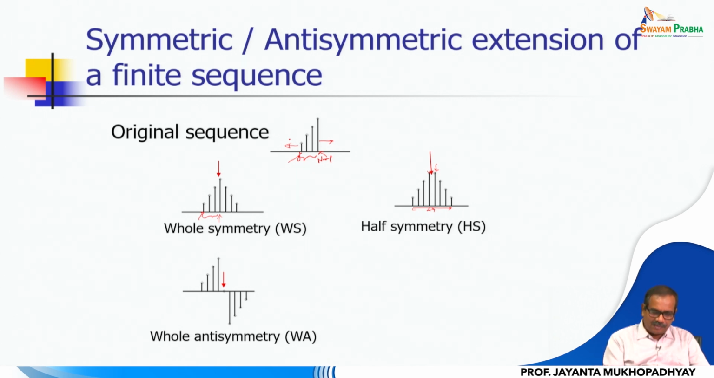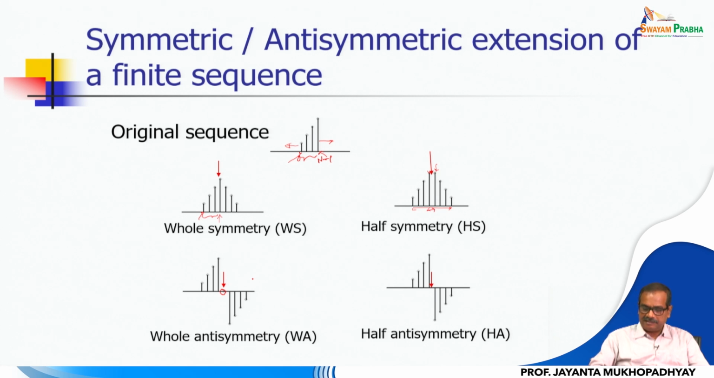So that's why, in whole antisymmetry, you insert a functional value here, and as I mentioned, the 0th position should have value 0, and this is that 0th position. This is the origin kind. So you insert a new functional value 0, and then you extend them. And this is called whole antisymmetry.